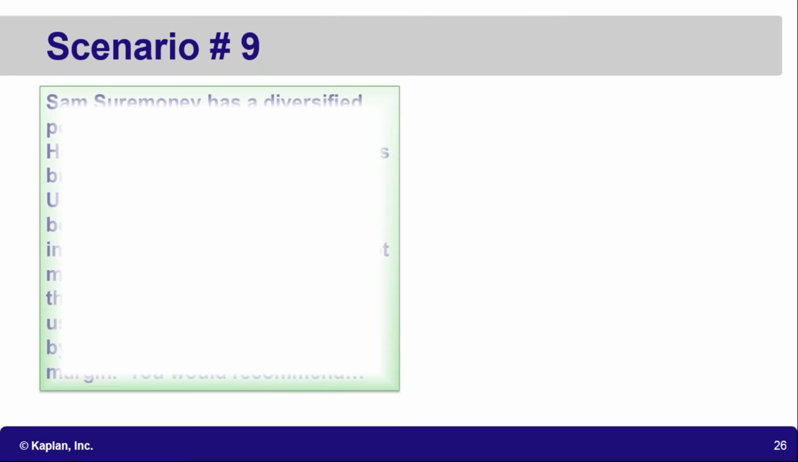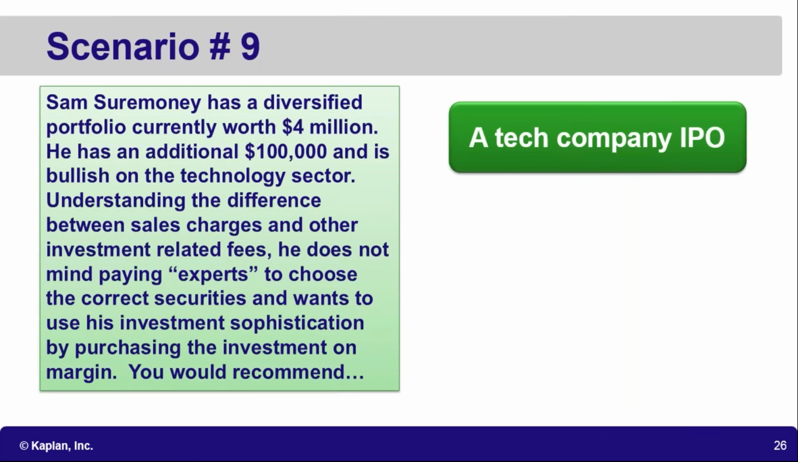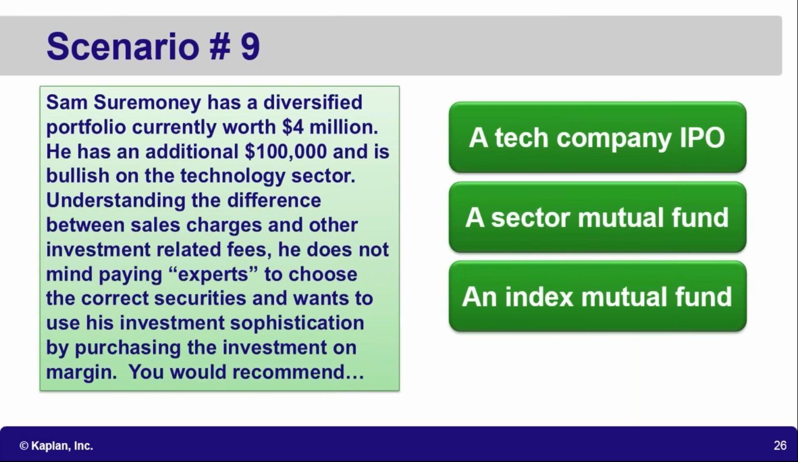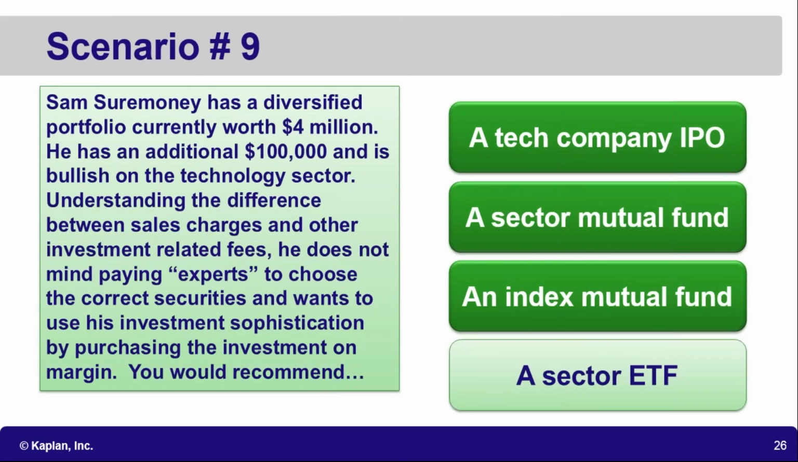Sam Shermoney has a diversified portfolio currently worth $4 million. He has an additional 100 grand and is bullish on the technology sector. Thinks the technology sector is really going to pop. Understanding the difference between sales charges and other investment related fees, he does not mind paying experts to choose the correct securities and wants to use his investment sophistication by purchasing the investment using a margin account. He wants to do a margin account. So what we're going to do for him is we're going to do an ETF for him.